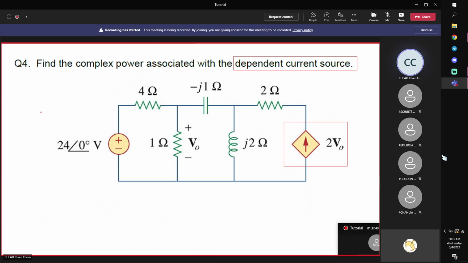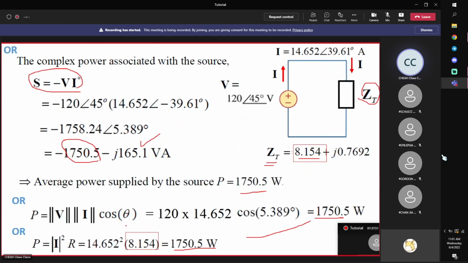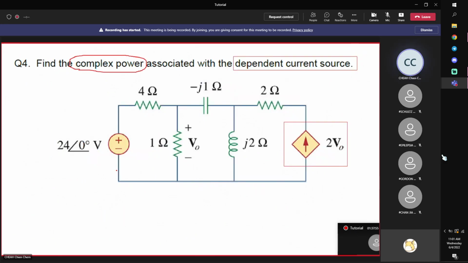For the next questions, it specifically asks you to use complex power. So you have to use this. If the method is specified, do not deviate. For previous questions, it's up to you. You can either use this way, or complex power.